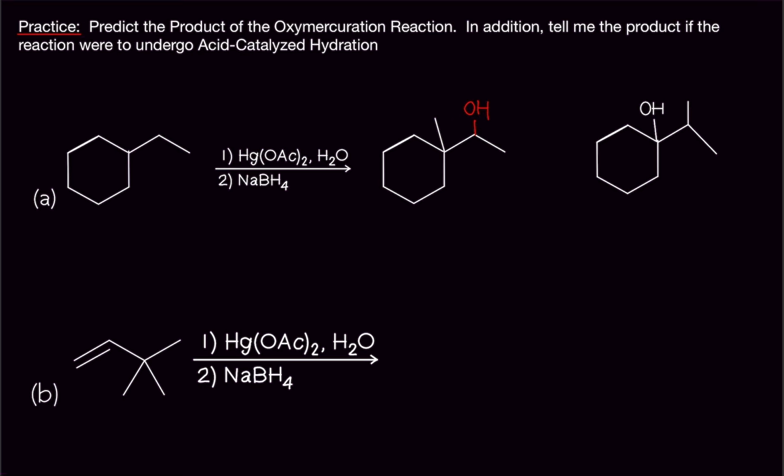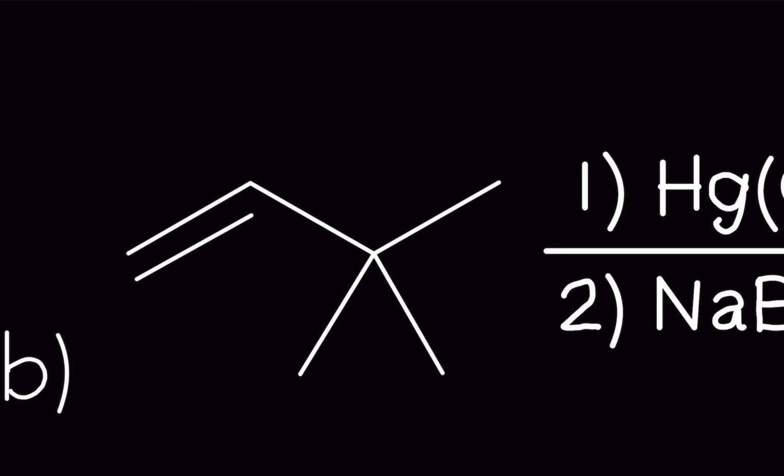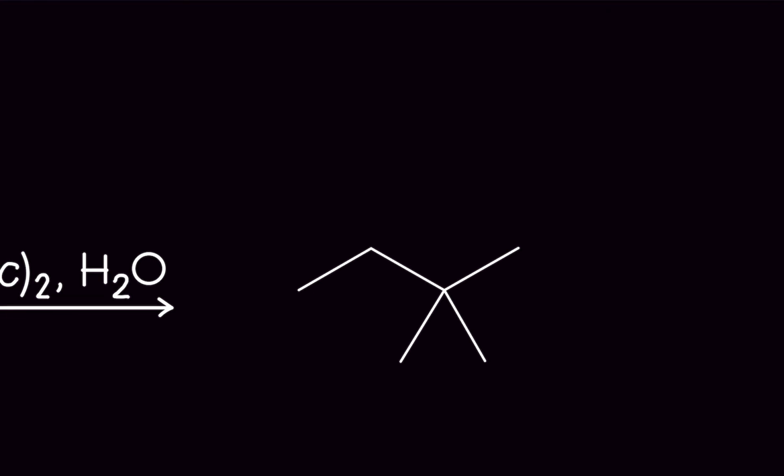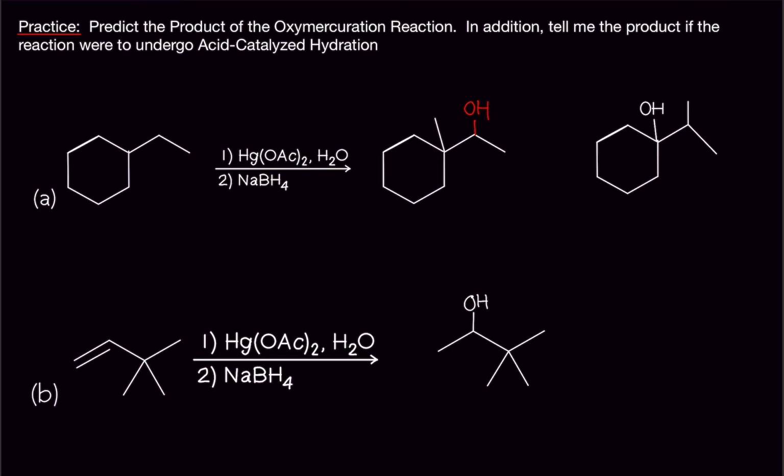Okay, let's do the bottom one. This carbon is more substituted than this one. So the OH group is going to go here, and the hydrogen is going to go here. See how fast it is? So, let me draw that in. And then the hydrogen would be here. So that's the answer for oxymercuration-demercuration.